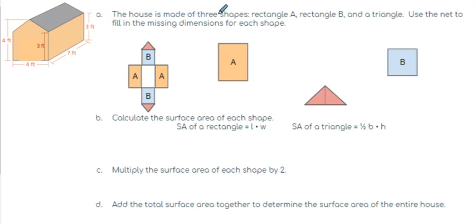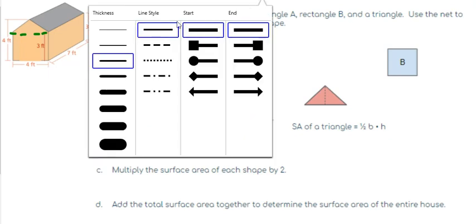So the house is made up of three shapes. We have rectangle A, which is the side over here. We have rectangle B, which is the front of the house, and all we have to do is draw a little line kind of this way to see where the rectangle B goes. And then we have the triangle, which is just represented by the red. So it's the very top part of the building here. So our first step is to use the net in order to fill in the missing dimensions.